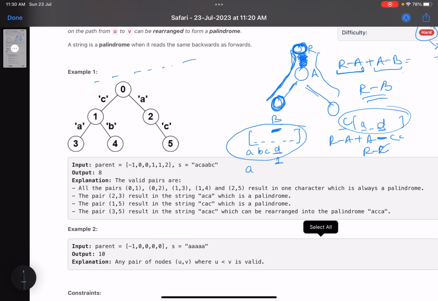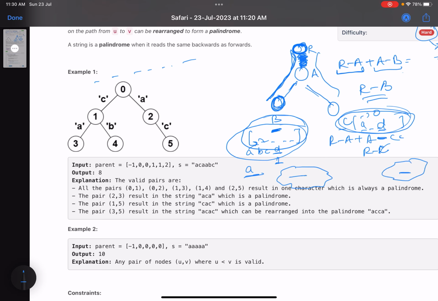All the characters which have even frequency in this node, the same set of characters have even frequency for this node as well. Maybe A came here 2 times, but A came here 0 times. What I mean to say is, the set of even frequency characters here and the set of even frequency characters here are the same. Similarly, the set of odd frequency characters here and the set of odd frequency characters here are the same, right? Now, if I remove this thing, then the parity could change.